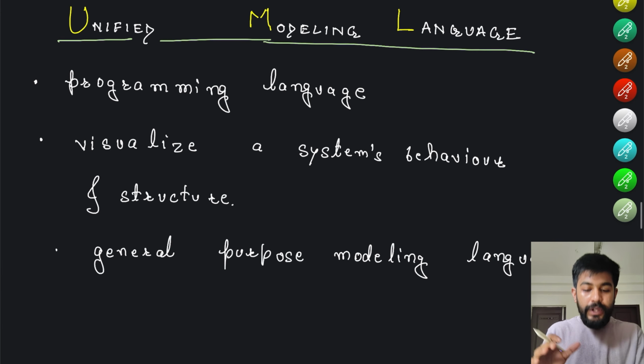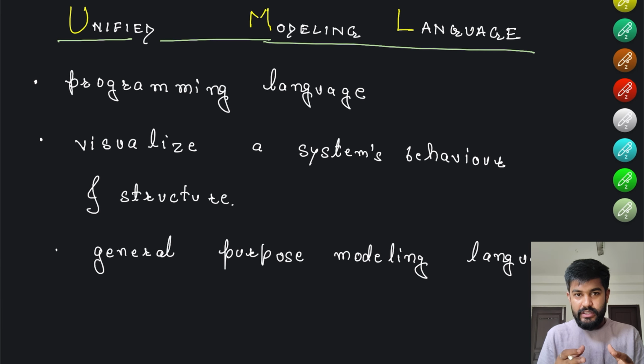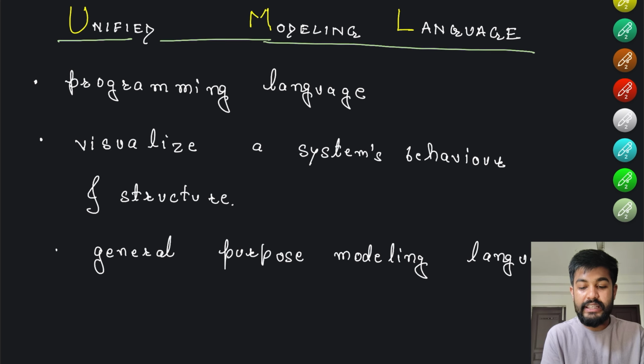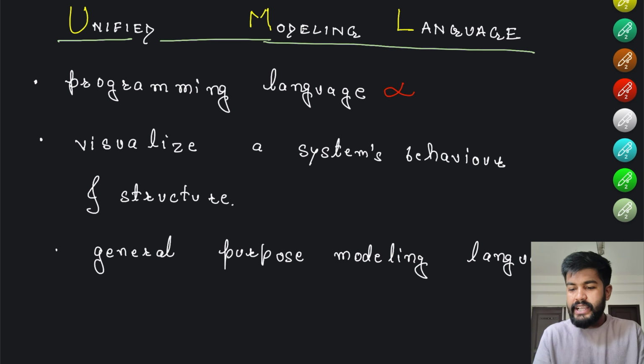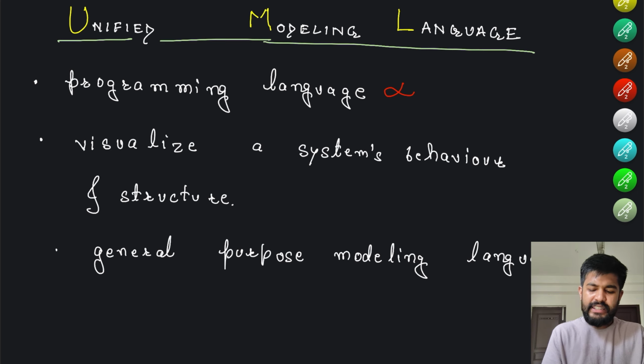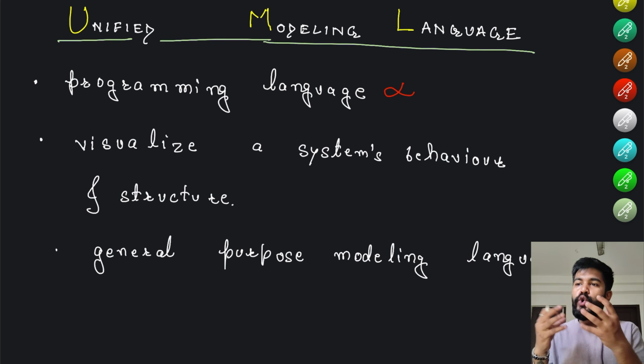So, Unified Modeling Language, as the name suggests, it is a language to model. But the thing that concerns us is that it is not a programming language. It is just a modeling language. You can visualize it like, let's say, a prototype.